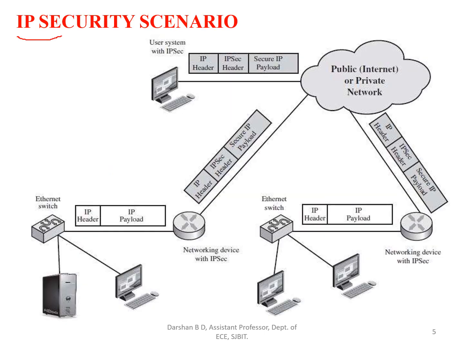Next is the IP security scenario. In that, we can consider some parts. A public or private network is connected to the end user via network devices with IP security and an Ethernet switch. Some users or devices connect through IP security and also through the normal securities.